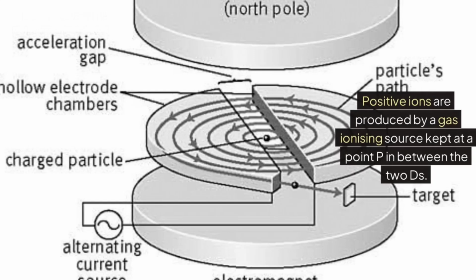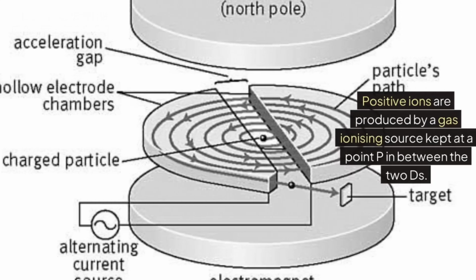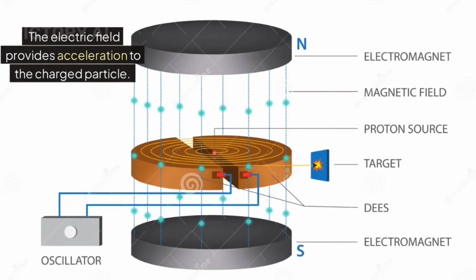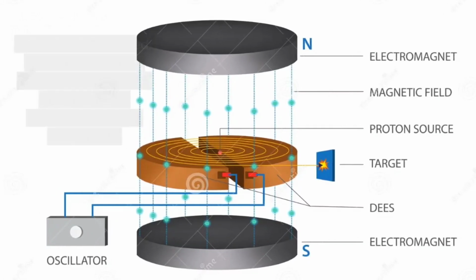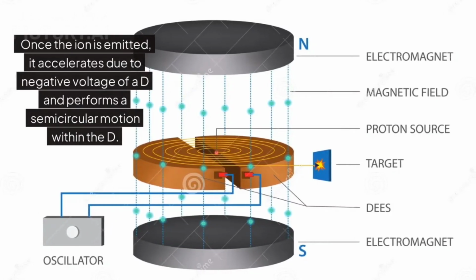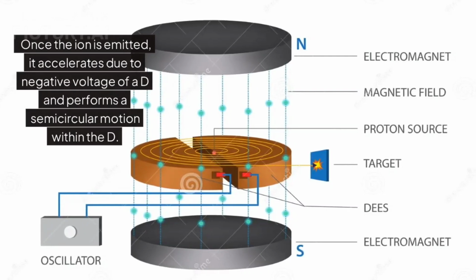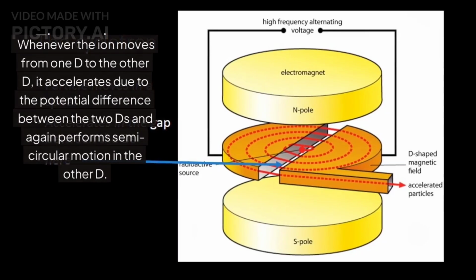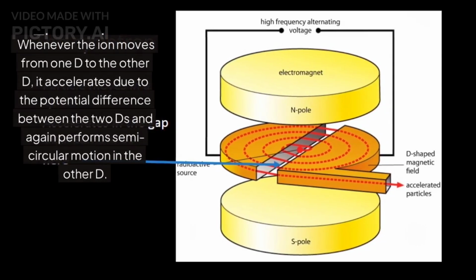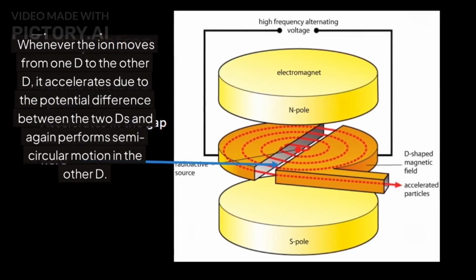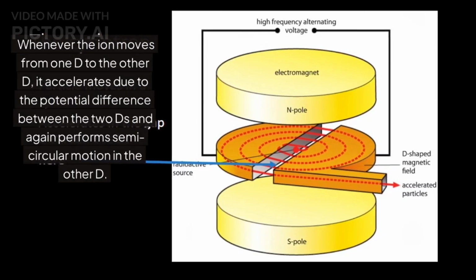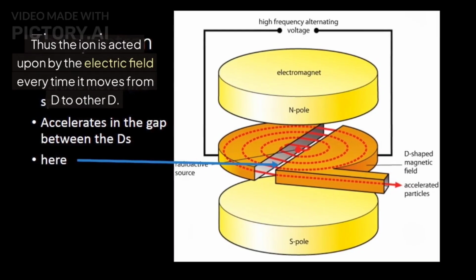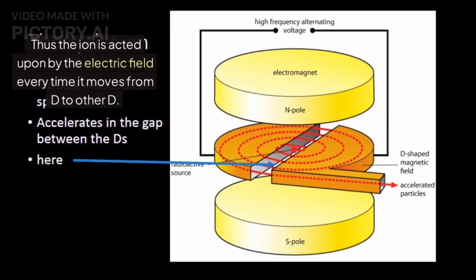Positive ions are produced by a gas ionizing source kept at a point P in between the two Ds. The electric field provides acceleration to the charged particle. Once the ion is emitted, it accelerates due to the negative voltage of a D and performs a semicircular motion within the D. Whenever the ion moves from one D to the other D, it accelerates due to the potential difference between the two Ds and again performs semicircular motion in the other D. Thus the ion is acted upon by the electric field every time it moves from one D to the other D.